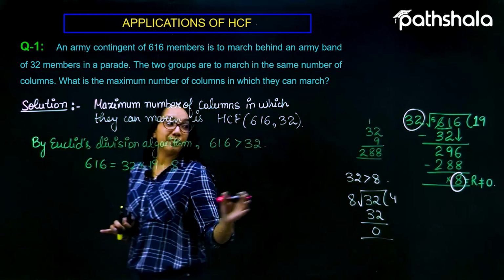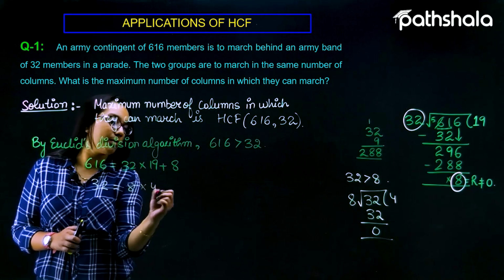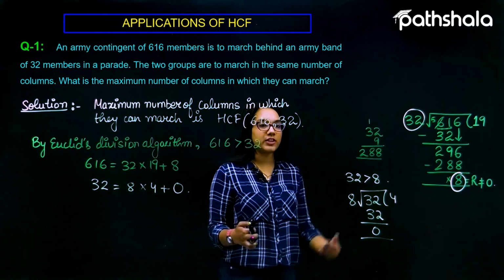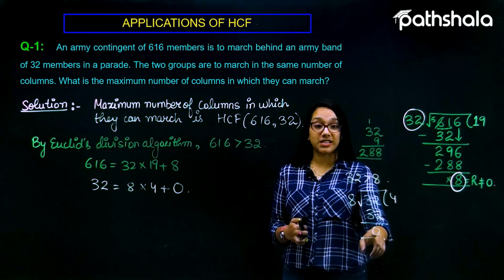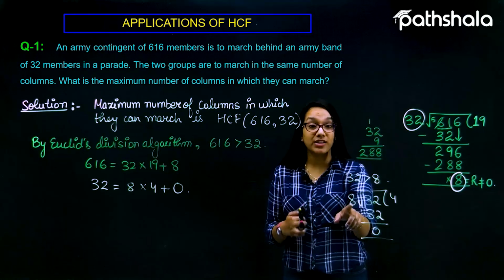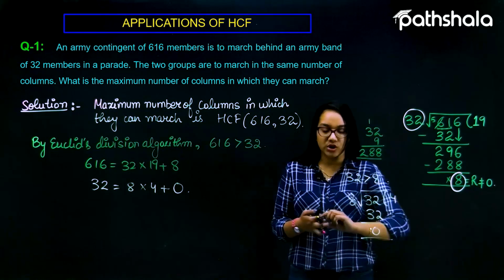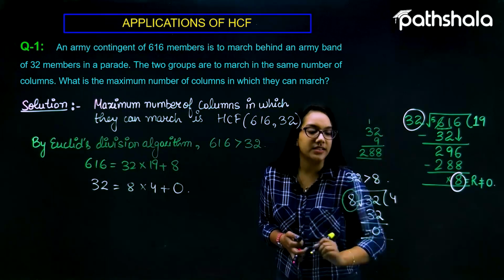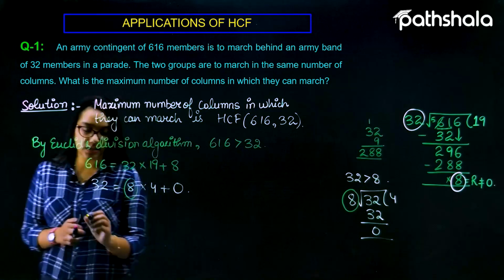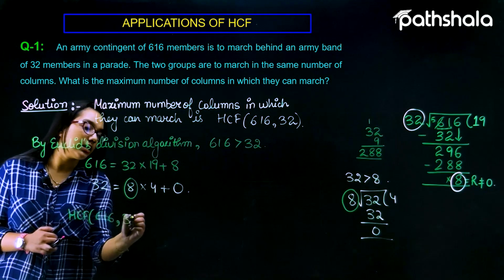Our answer is here. Let me write it as 32 equals 8 into 4 plus 0. We know the remainder is 0, and whenever the remainder is 0 in Euclid's division algorithm, the last divisor is the HCF of the two numbers, 616 and 32. So here 8 is the HCF of the two numbers 616 and 32.